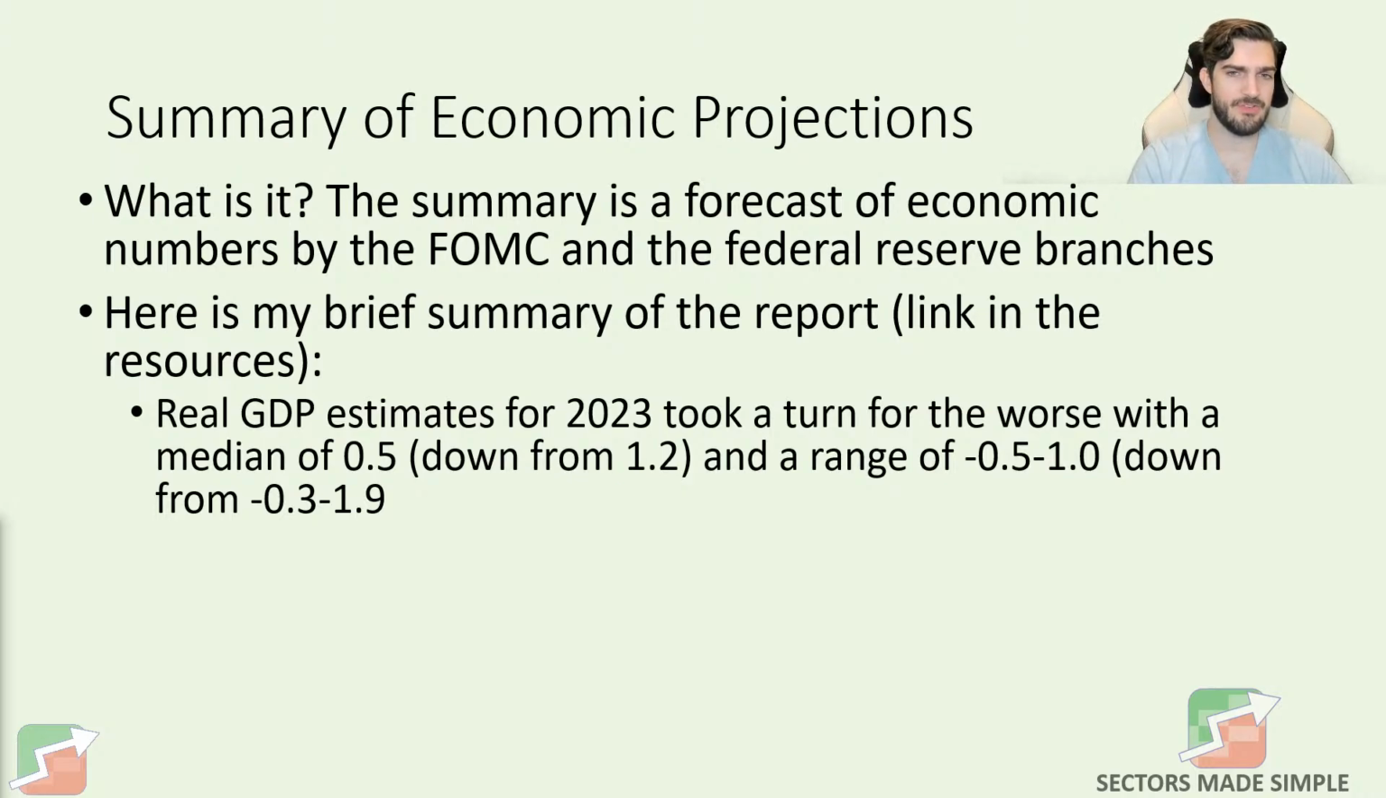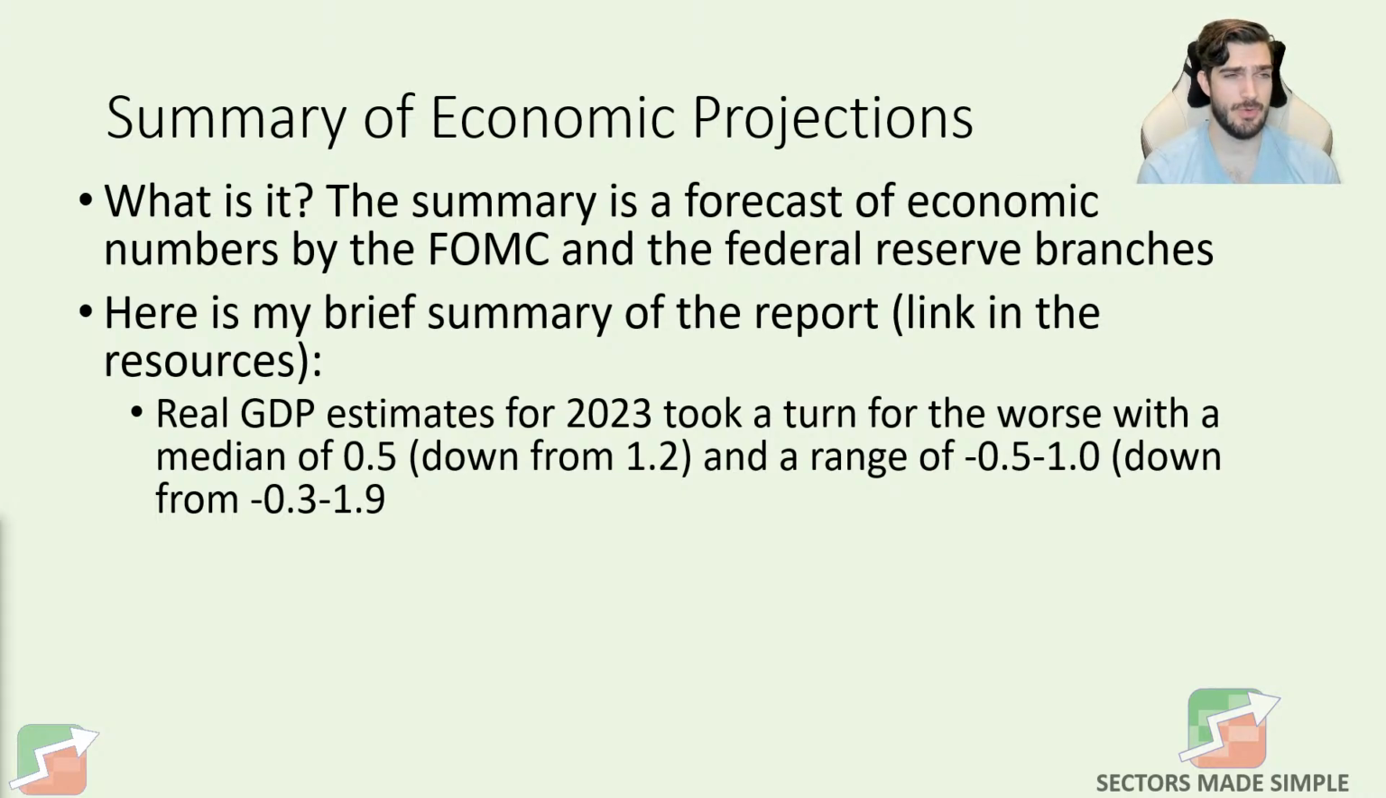Now, GDP estimates for 2023 in this final report took a turn for the worse, where we saw the median, which is the middle person, so they take best and worst, second best and worst, all the way down to the middle guy. The middle guy says 2023 will have a 0.5% increase in GDP. Okay, so it's going up, right? No recession. Well, yeah, but it's also down from 1.2% just back in September.